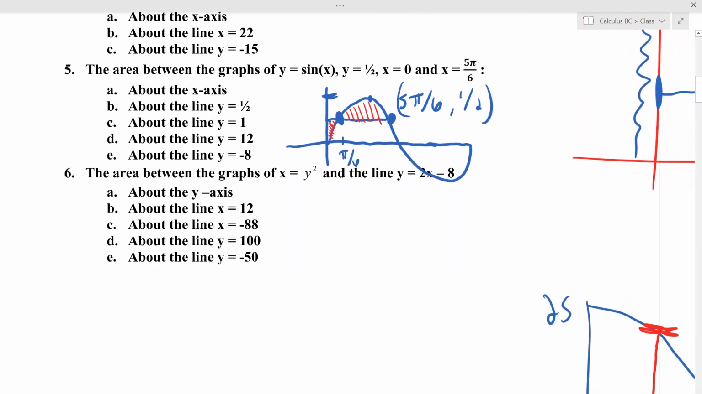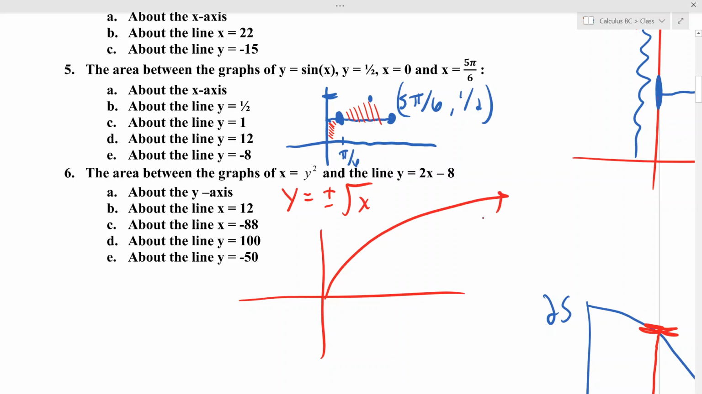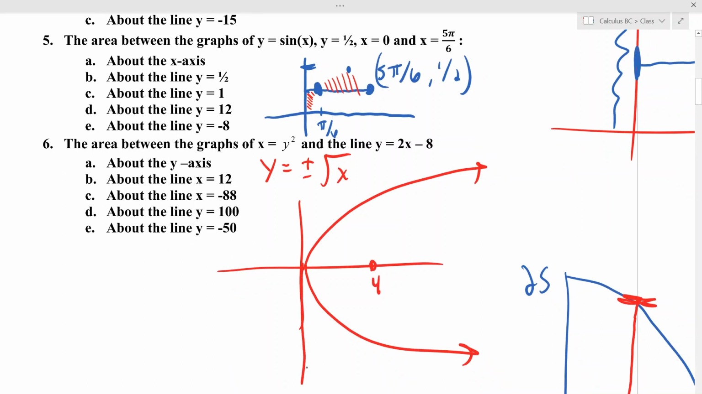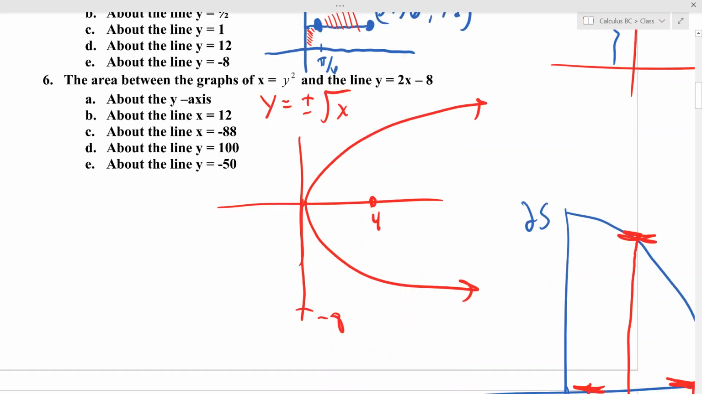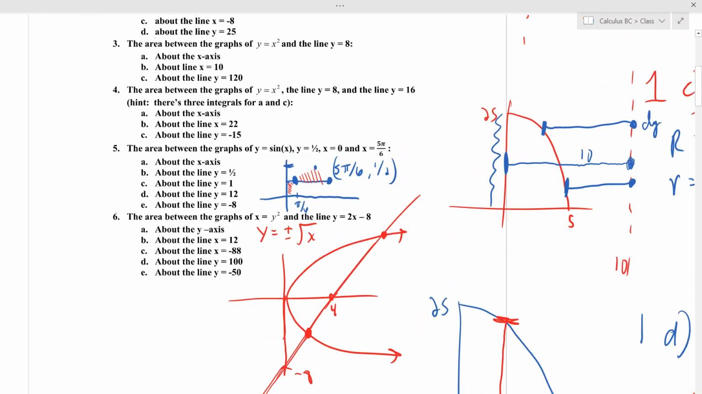And 6, I defined x equals y squared, but that's not crazy difficult. That's the same thing as if you solve that, plus or minus root x. So that's all that is. Look, you get positive root x, negative root x. It's just a sideways parabola. And y equals 2x minus 8 is going to hit the axis at 4. It's going to hit down here at -8. And you got to find where these things intersect. So you can use a calculator, or you can just set them equal to each other and solve. But we need these x values here. I'm not going to tell them to you. All right, so try those out, and we'll talk about it tomorrow in class.